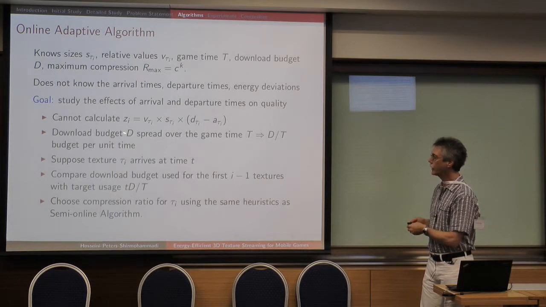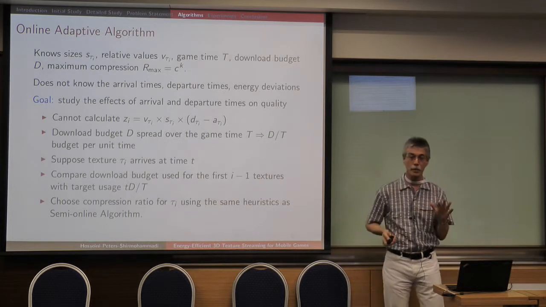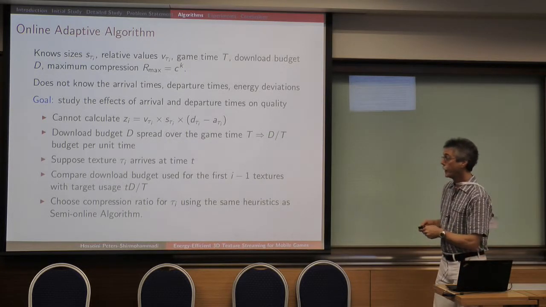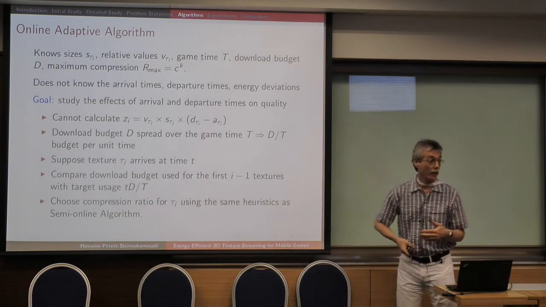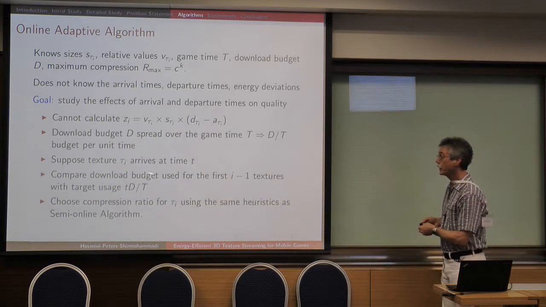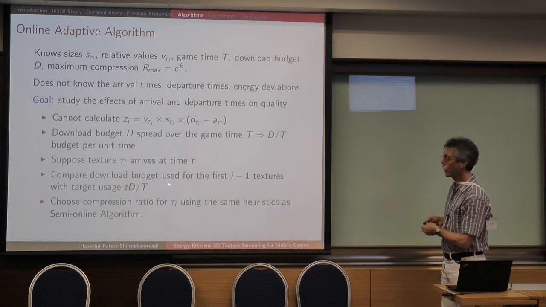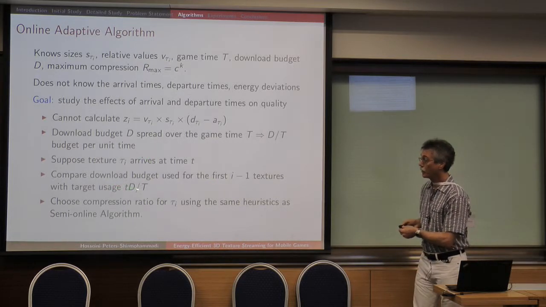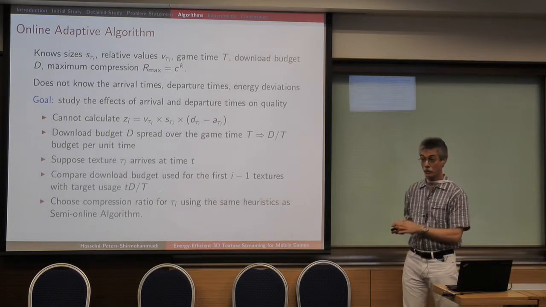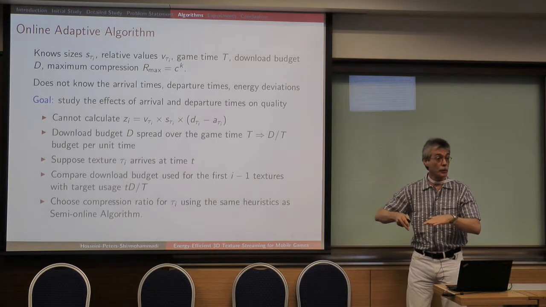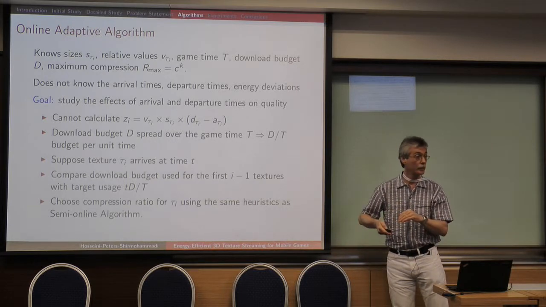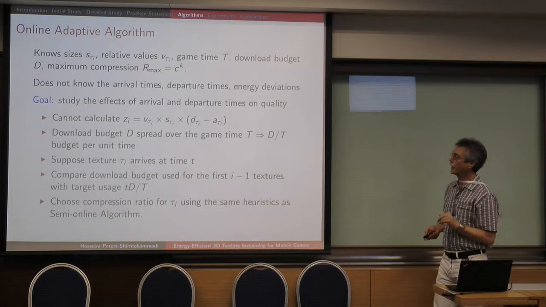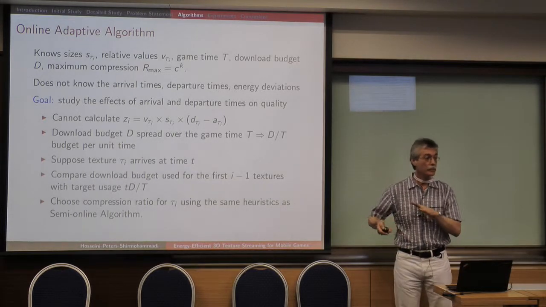What we can say is that we have a download budget D, a time T, so we should be using about this much energy per unit of time. So what we do is the first texture arrives. So when texture I arrives, you compare the download budget you've used so far to the target. So after T time units, you should have used this much energy. And if you're above or below, you adjust the following ones. So this is online in the sense that it's reacting to these dynamic events.